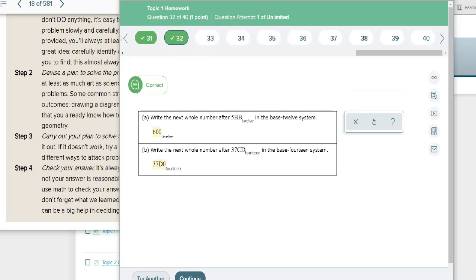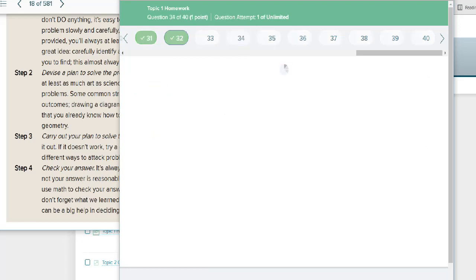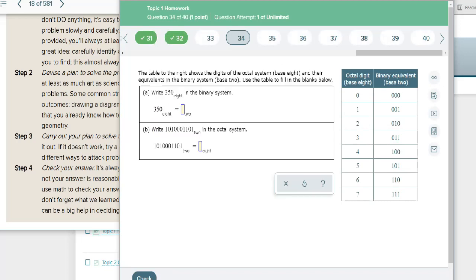All right, now I'm going to skip ahead and we're going to do maybe 1 or 2 more of these base system problems, and then I'm going to let you try it. All right, so this is an opportunity to look at the octal system, which is base 8, and its binary equivalent, which is base 2.